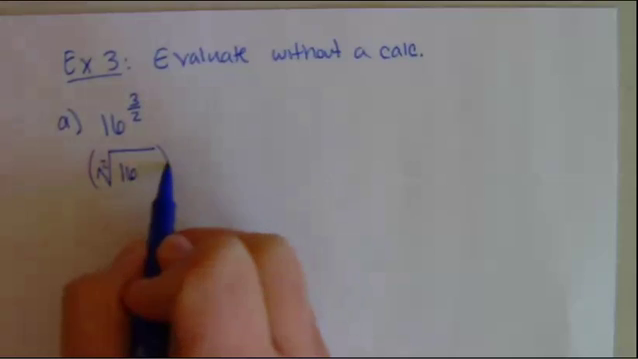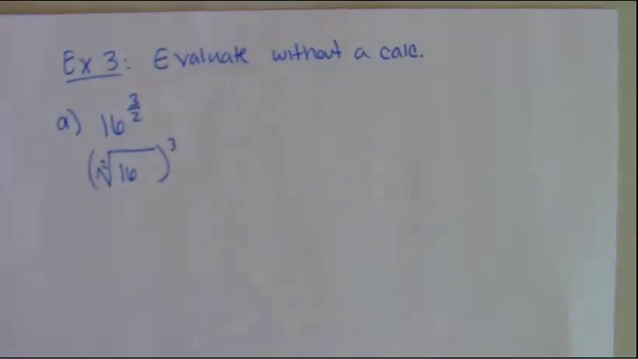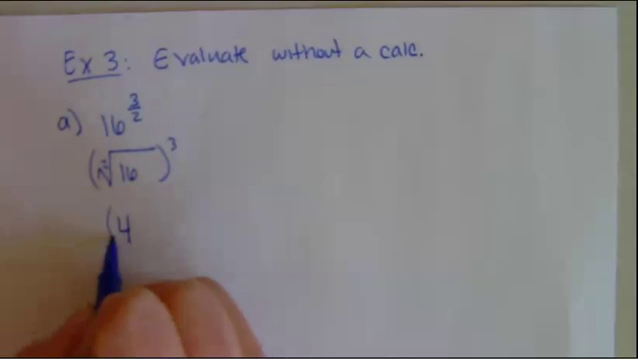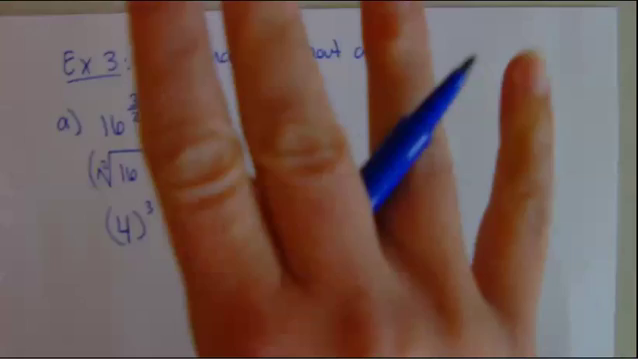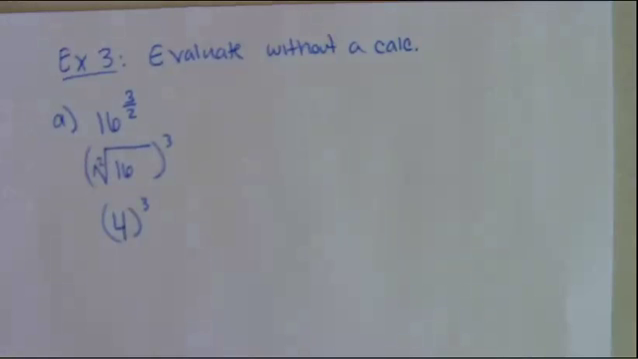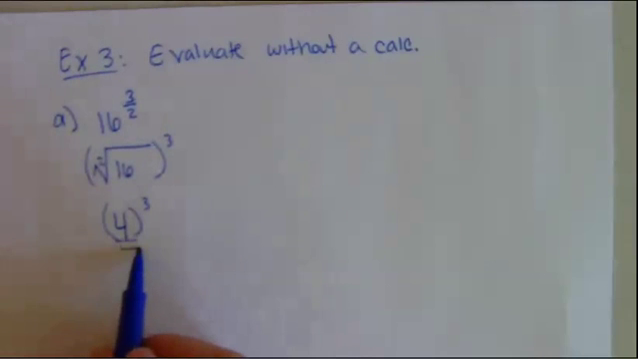And then we have that 3. So now as I look at this, I have the square root of 16. Well, you know what the square root of 16 is. The square root of 16 is going to be 4. And we have that to the 3rd. Okay, and then we can evaluate 4 to the 3rd, and that's going to be 64.